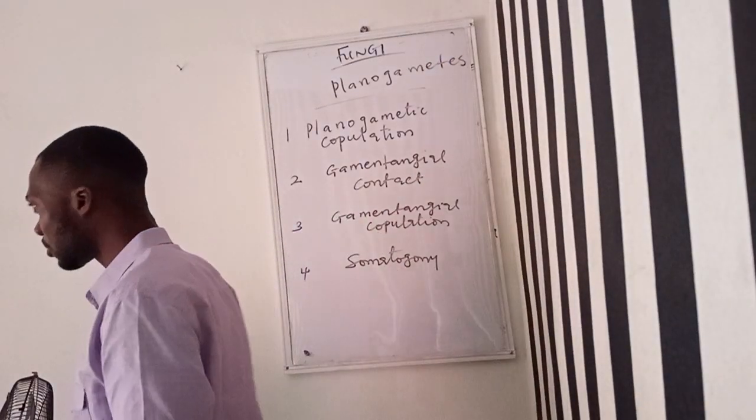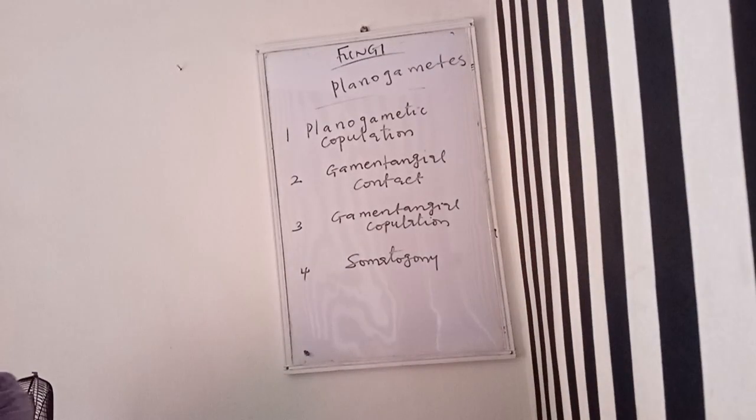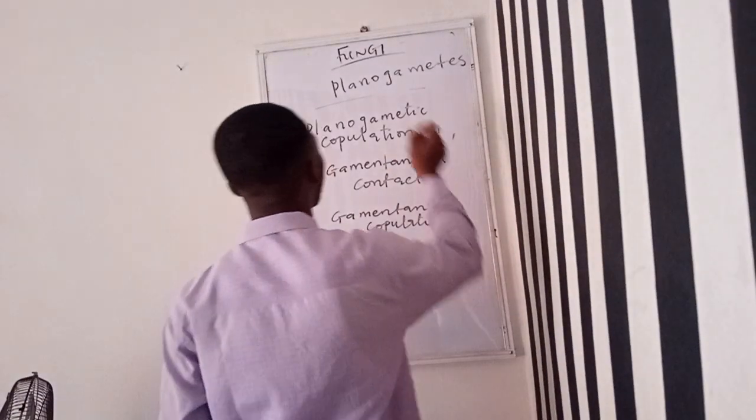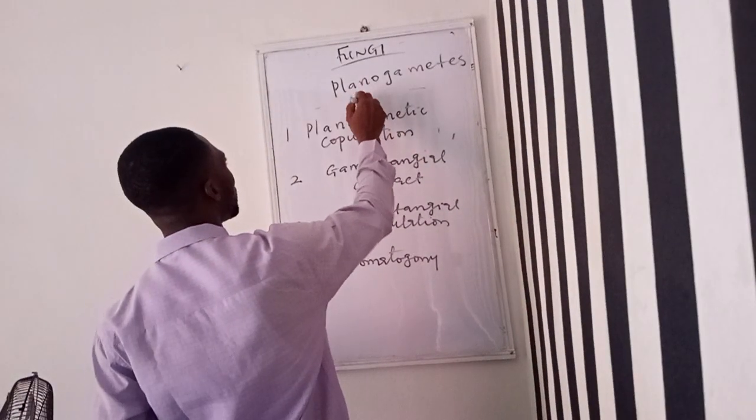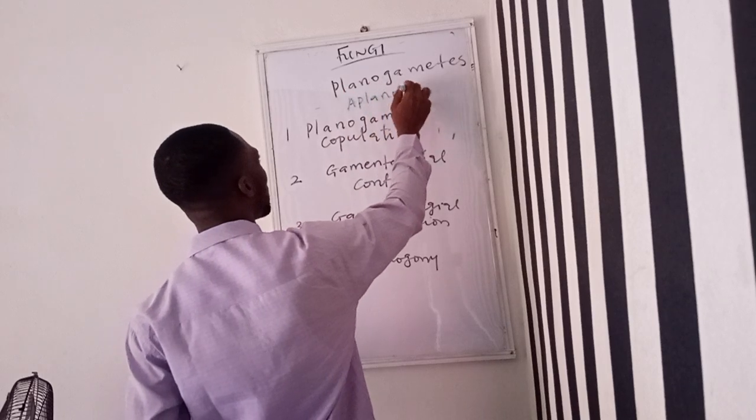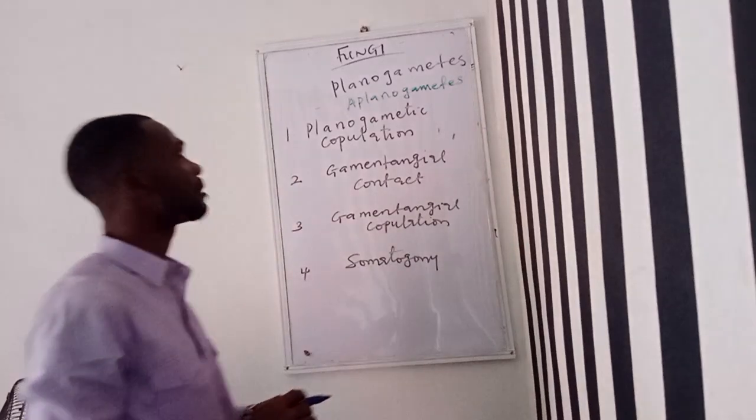The motile gametes are called planogametes. Then the non-motile gametes are called aplanogametes.